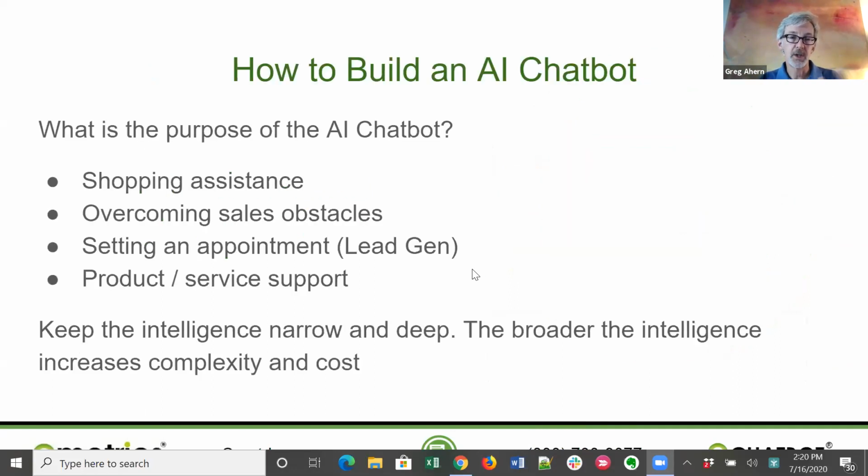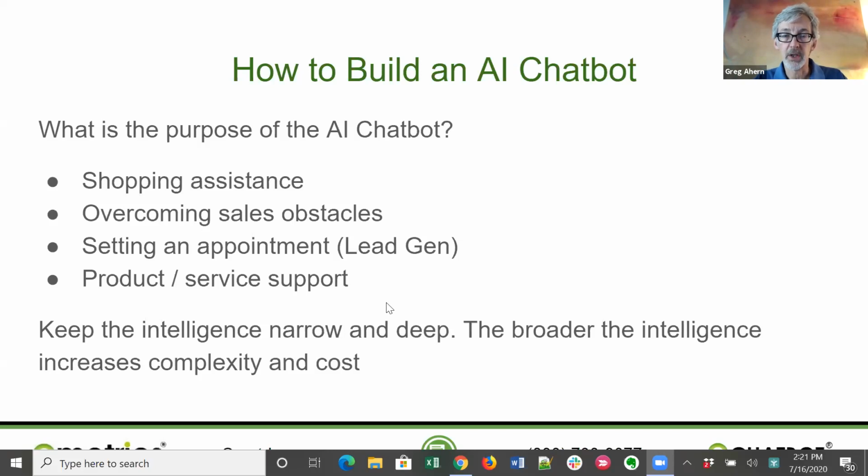So the first question you have to ask yourself when you're building an AI chatbot is, what's the purpose of it? Is it for shopping, e-commerce? Is it to overcome sales obstacles and gather lead information or set an appointment? Is it for product or service, or is it for all of them?